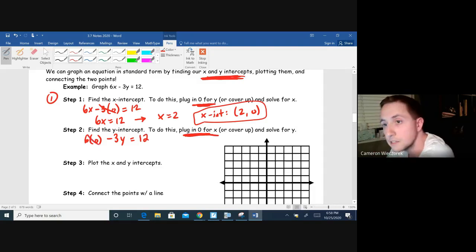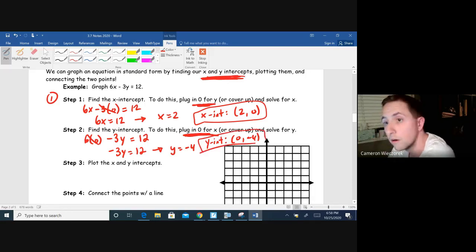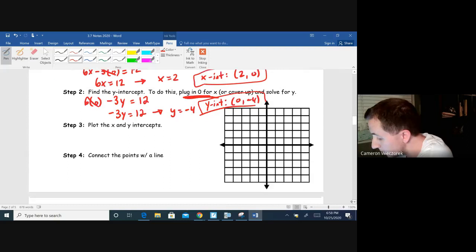The part that had x is going to drop out. You're only going to have negative 3y equals 12. If you divide both sides by negative 3, y is going to equal negative 4. So your y-intercept would be at 0, negative 4. So you have 2 points. That's all you need to draw a line.